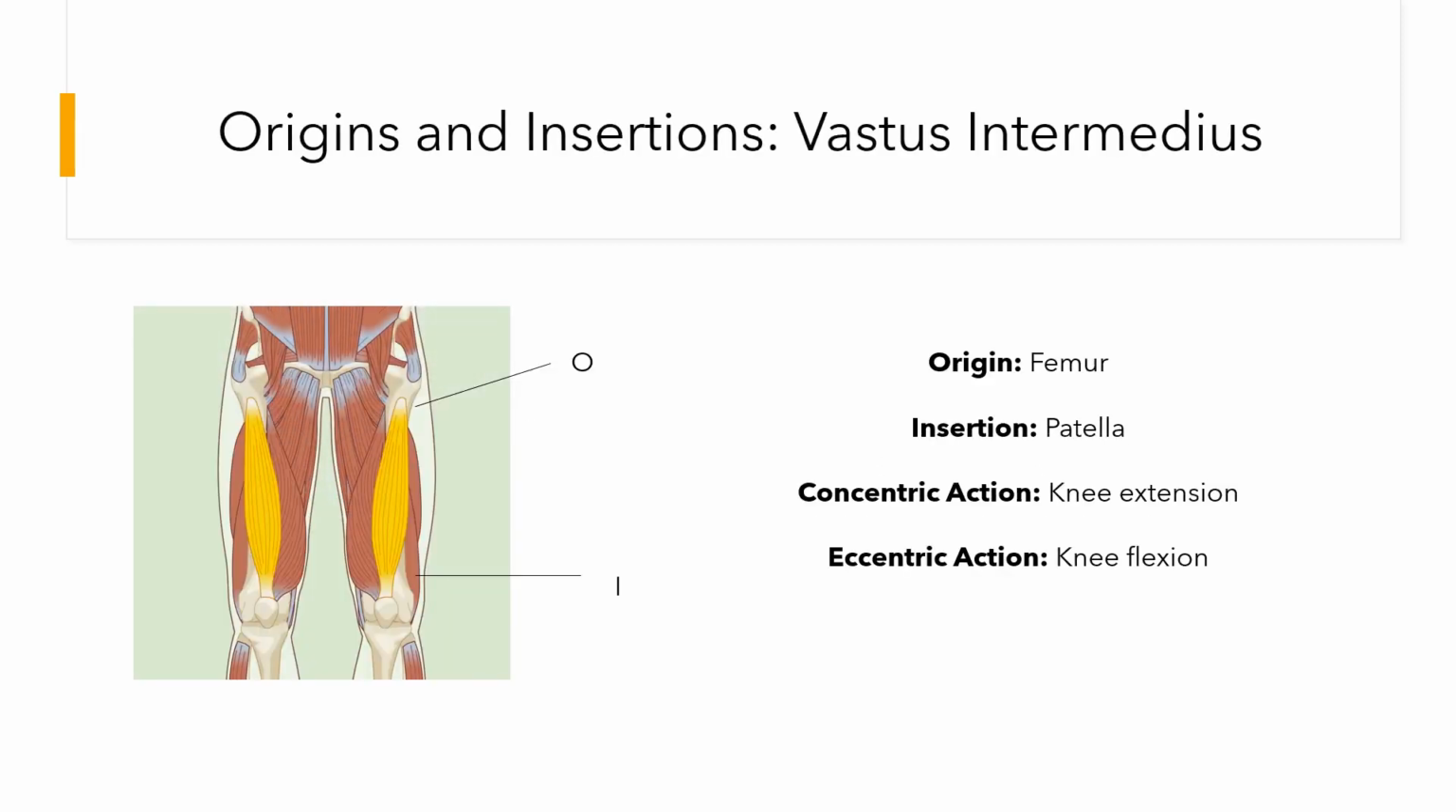Next we have the vastus intermedius, still part of the quadricep group. Same origin at the femur, same insertion at the patella, but it's slightly different on the patella. As you can see, it's a little bit more medial than previously, a little bit more in the center. Same actions: concentric knee extension, eccentric knee flexion.